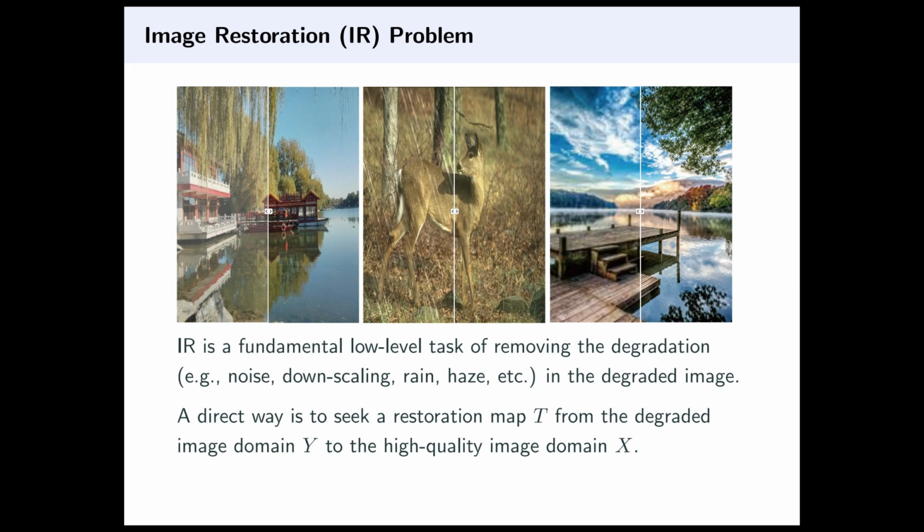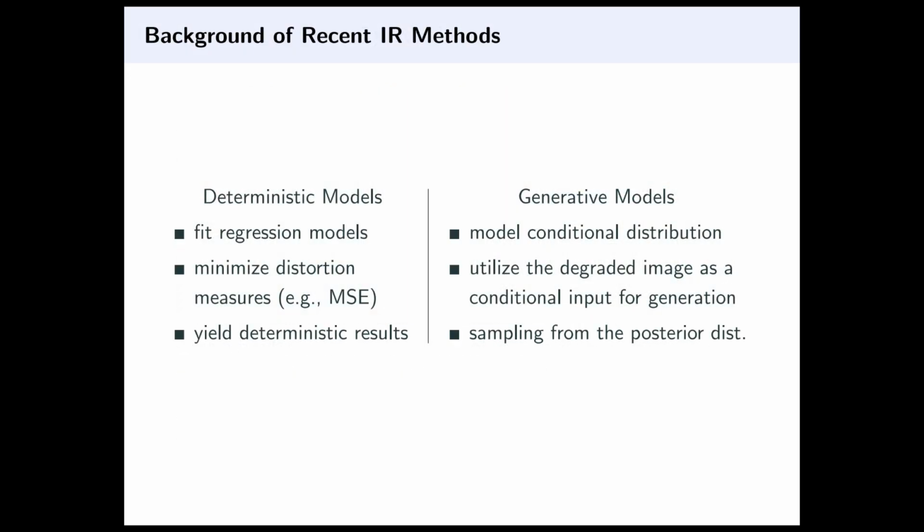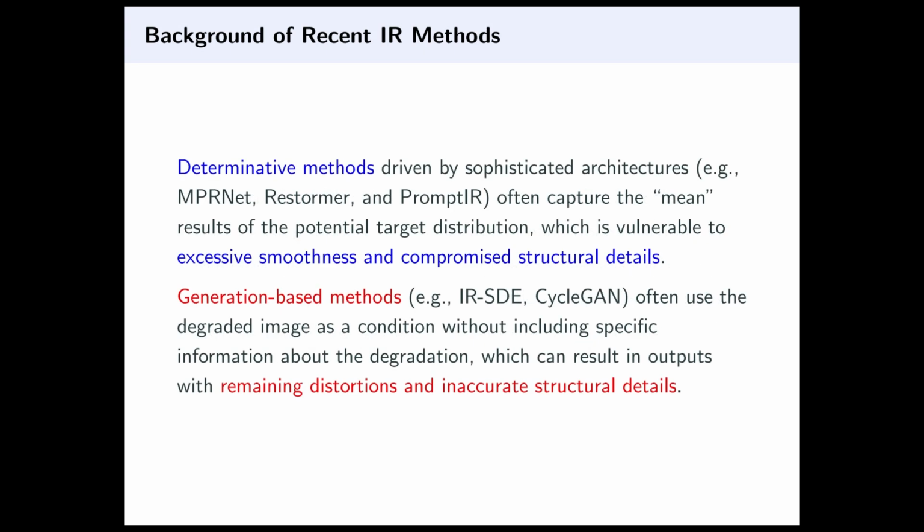There are mainly two lines of works for image restoration. Deterministic models fit regression models by minimizing distortion measures such as MSE and L1 loss, while generative models often sample from the posterior distribution conditioned on the degraded input. Consequently, deterministic methods often capture the average results of the potential target distribution, which is vulnerable to excessive smoothness and compromised structural details. And generation-based methods often use the degraded image as a condition without including specific information about the degradation, which can result in outputs with remaining distortions and inaccurate structural details.